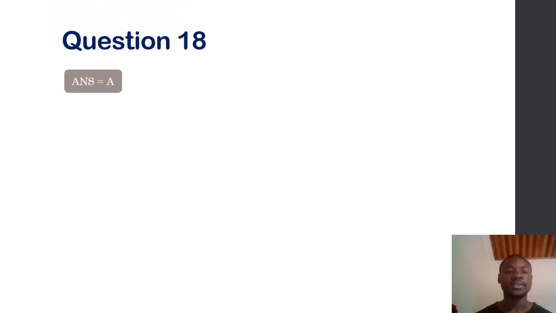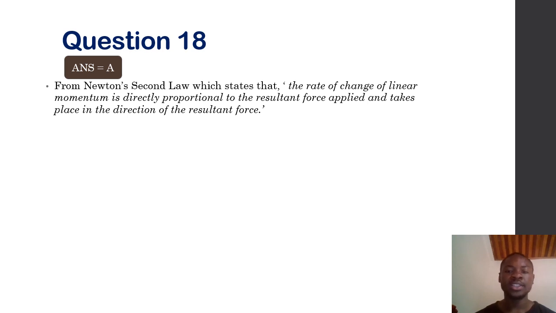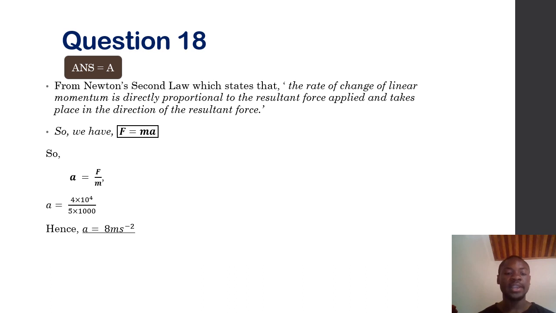Question 18. The answer is A. From Newton's second law, which says that the rate of change of linear momentum is directly proportional to the resultant force applied and takes place in the direction of the resultant force, we have F equal to ma. So force is equal to mass times acceleration, and the acceleration is given by the force divided by the mass. So a gives us a equal to 8 meters per second squared.